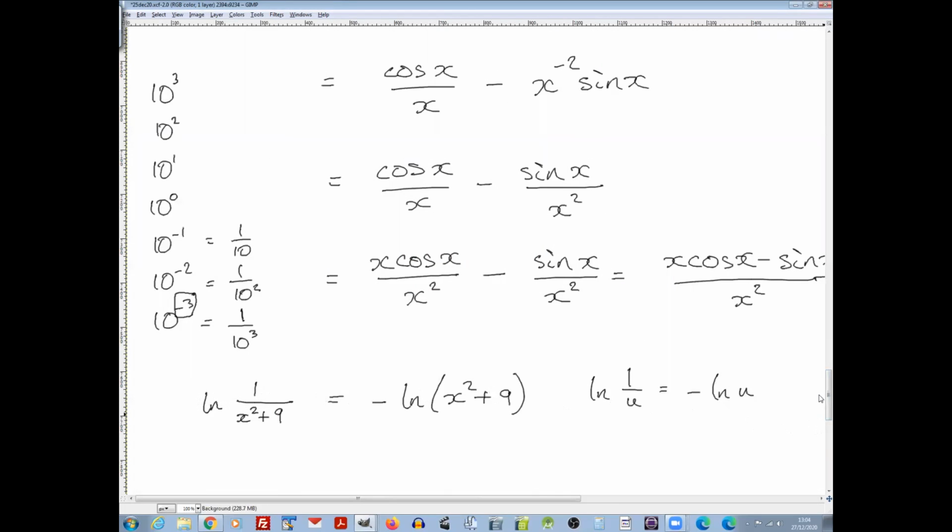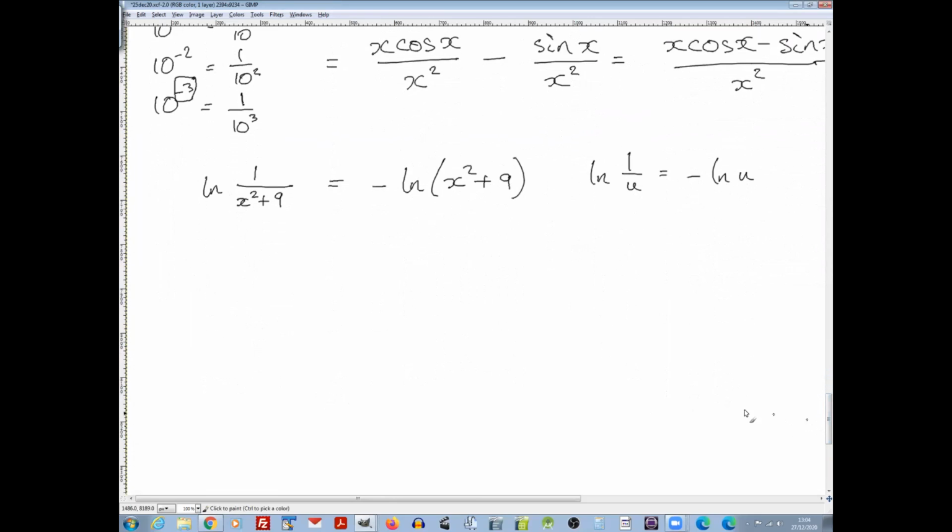on that basis, we could just say, okay, differentiating this is like differentiating the minus version: minus log of x squared plus 9. Oh yeah, you wrote it. And how should we do that?